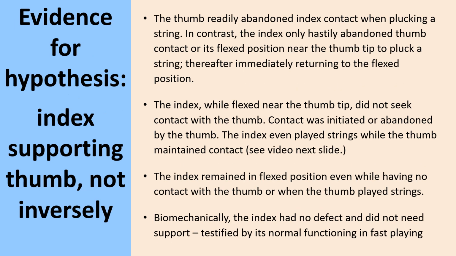It is in principle not excluded as an alternative hypothesis that the interaction of index and thumb resulted from a dystonic index seeking support from the thumb instead of the thumb recruiting support from the index. However, evidence that the thumb recruited support from the index and not inversely is provided by the differences in the playing behavior of index and thumb. The thumb readily abandoned index contact when plucking a string. In contrast, the index only hastily abandoned thumb contact or its flex position near the thumb tip to pluck a string, thereafter immediately returning to the flex position.